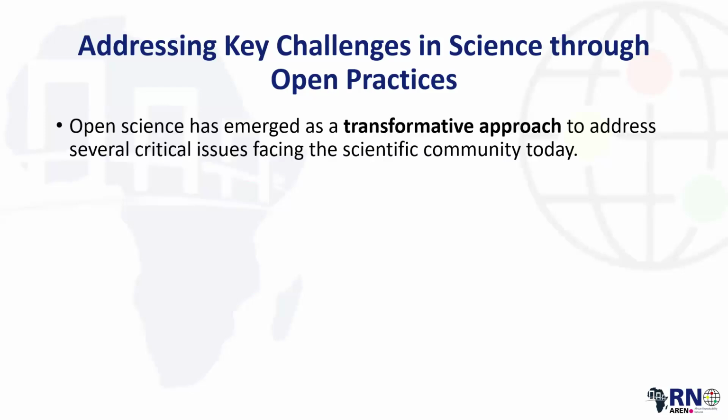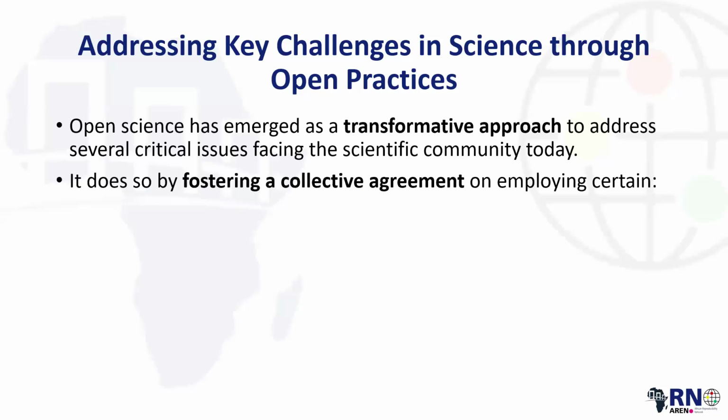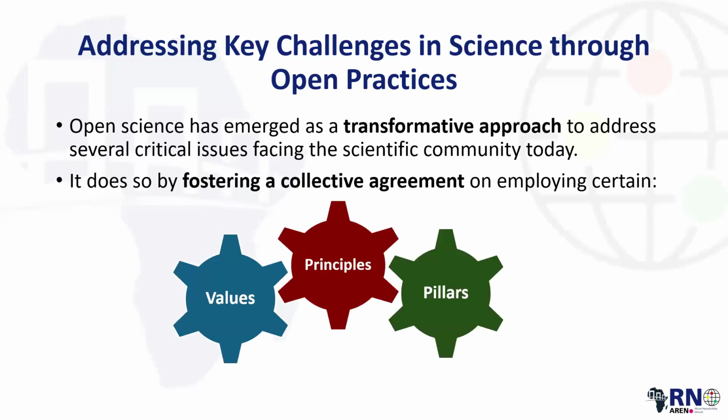So as I said, the open science movement has emerged as a transformative approach to address several critical issues facing the scientific community today. And these issues are summarized in the four main issues that I've mentioned before. And how does open science do that? It does that by fostering a collective agreement on employing certain values, principles, and pillars. These values, principles, and pillars are agreed upon by researchers and by the scientific community.